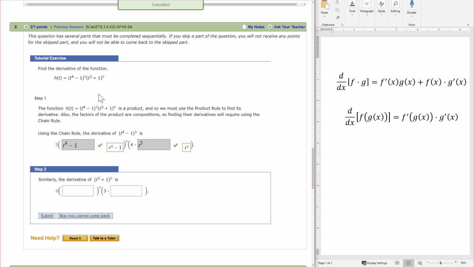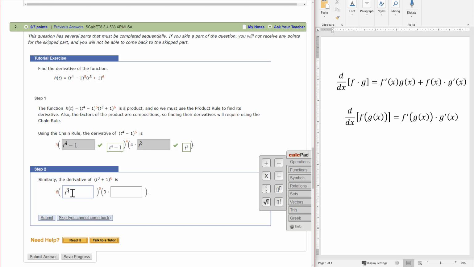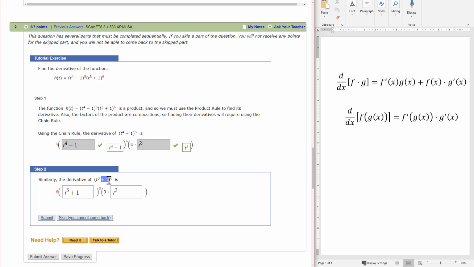Now we'll take the derivative of the second factor. The second factor is t cubed plus 1 all raised to the sixth power. With the same reasoning, we have the 6, the power goes down, and then the inside stays exactly the same. That's t cubed plus 1. And then we're going to subtract 1 from the power, raised to the fifth power. And then now we want to take the derivative of the inside. So the derivative of the inside is 3t squared. And then the derivative of 1 is 0, so that's it.